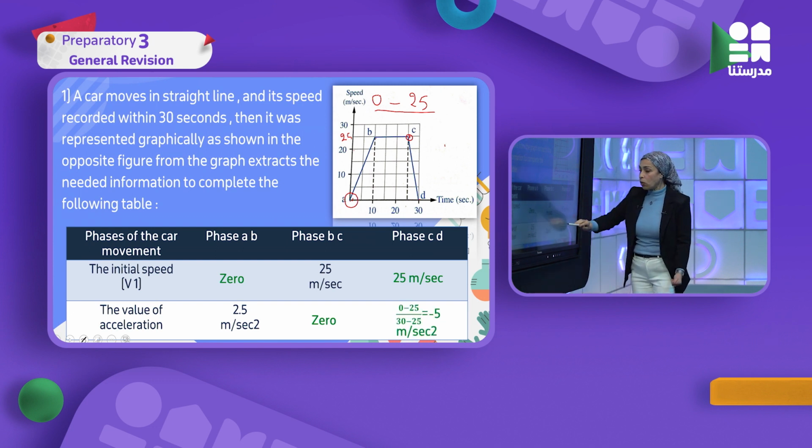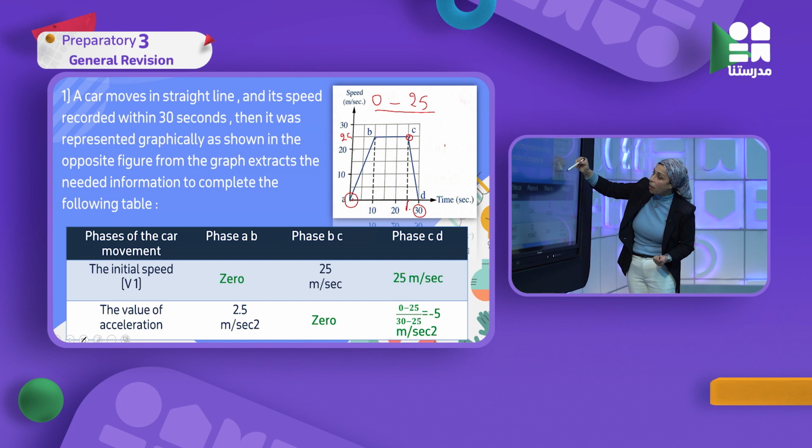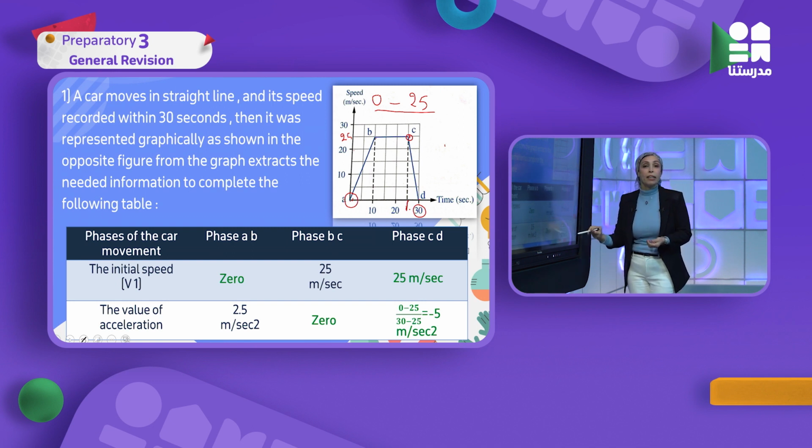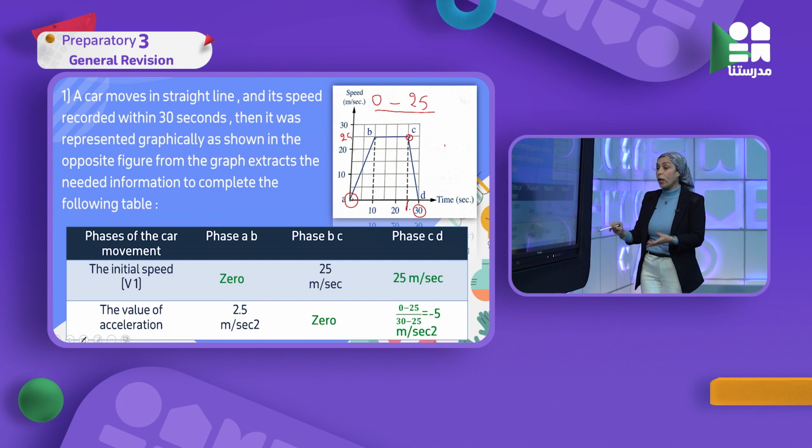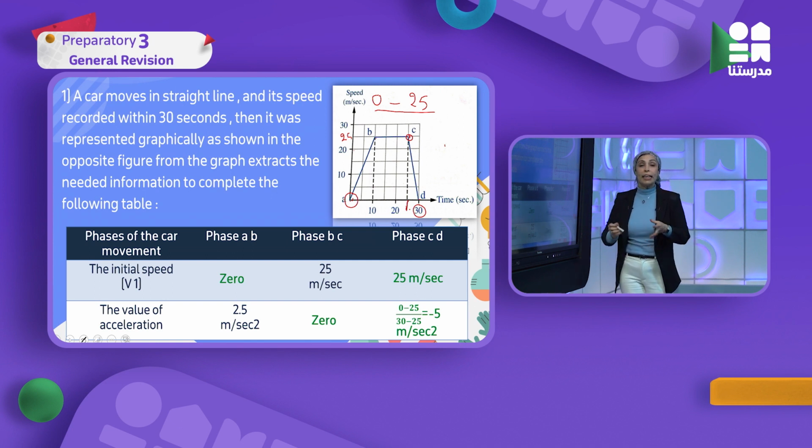So the answer is 0 minus 25 divided by 30, which is the final time, minus 25, the initial time. يعني أنا واقفة في المسافة, التايم مش 20 لا 25. يبقى 30 minus 25 is the time. So here I can calculate it, which is minus 5 meter per second squared, which is which type of acceleration? Negative acceleration. It's a very new type of question for us, but we have to know it carefully.